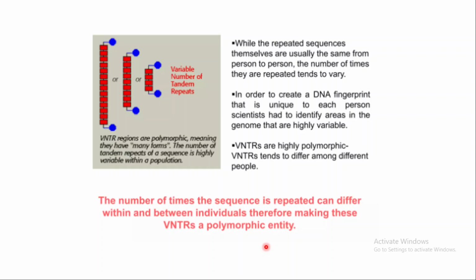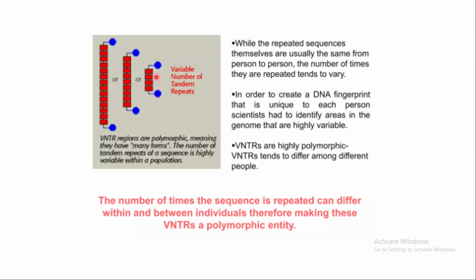Then statement 3 is about VNTRs. So what are VNTRs? VNTR stands for variable number of tandem repeats, as given in statement 3. VNTRs are polymorphic, meaning they have many forms, and the number of tandem repeats of a sequence is highly variable within a population. So VNTRs are repeats which are unique to an individual, which can act as a marker for that individual, right? While the repeated sequences themselves are usually the same from person to person, the number of times they are repeated tends to vary. So VNTRs are repeats of the same sequence.